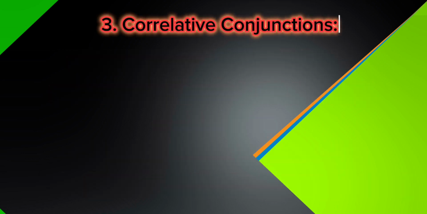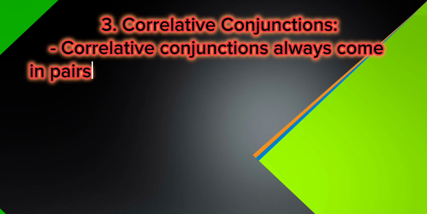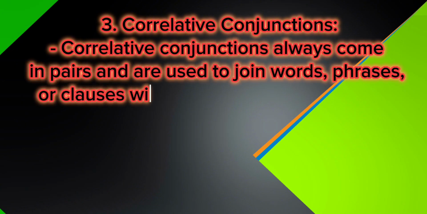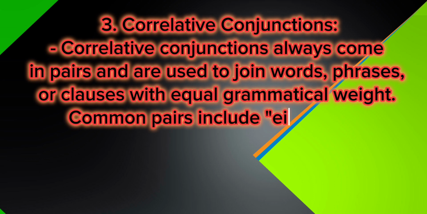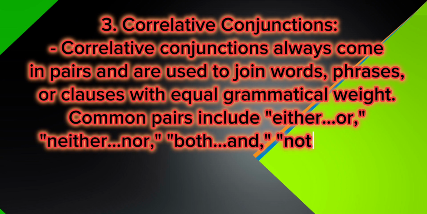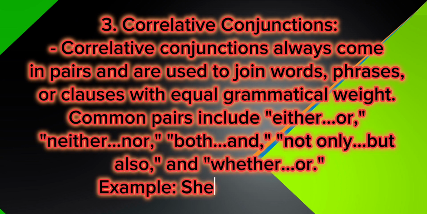3. Correlative conjunctions. Correlative conjunctions always come in pairs and are used to join words, phrases, or clauses with equal grammatical weight. Common pairs include either, or; neither, nor; both, and; not only, but also; and whether, or. Example: She can either cook.